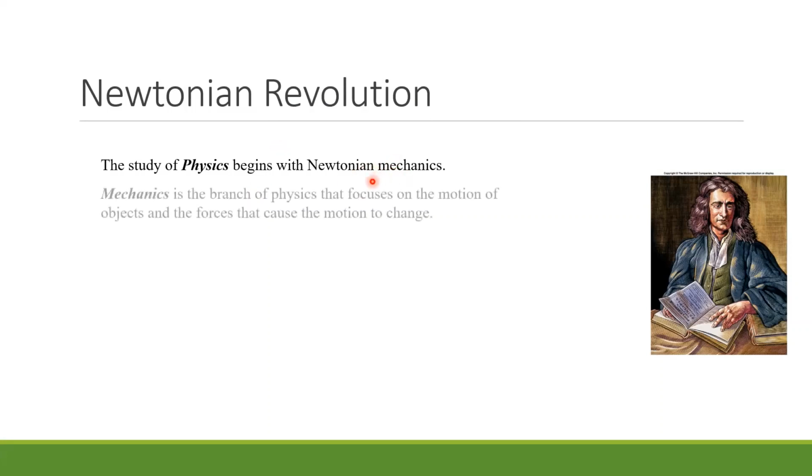Newtonian mechanics is based on mechanics. Mechanics is the branch of physics that focuses on the motion of objects and the forces that cause this motion to change. That's what the word is looking at: motion. That's also, by the way, where automotive mechanics get their names from. They deal with moving objects.